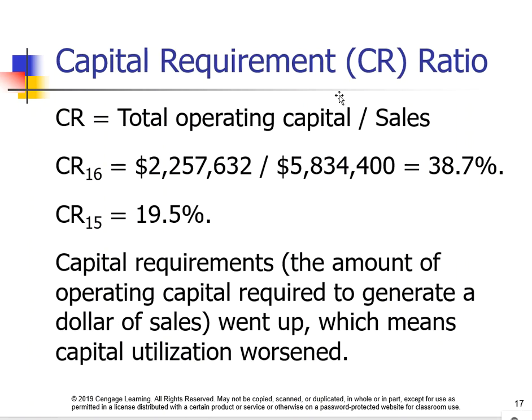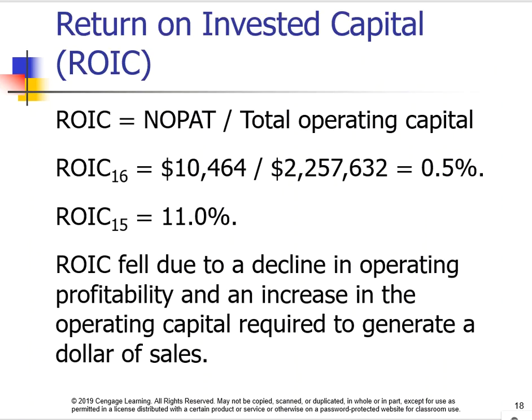Looking at the investment in assets, total operating capital divided by sales. Our total operating capital divided by sales in 16 was 38.7%, and it was only 19.5% the year before. And so capital requirements went up, which means that it took more assets to generate $1 of sales, or the capacity utilization got worse in 2016.